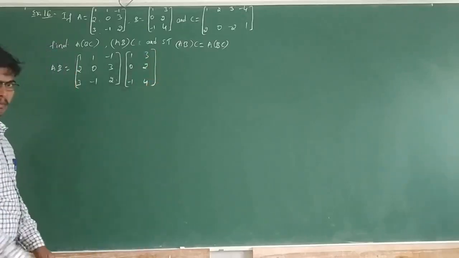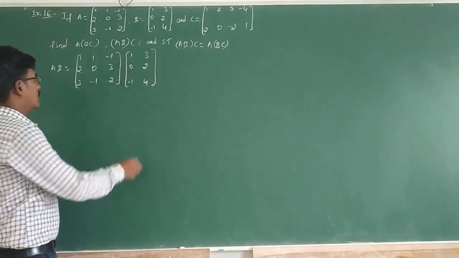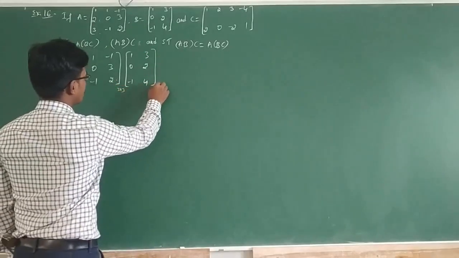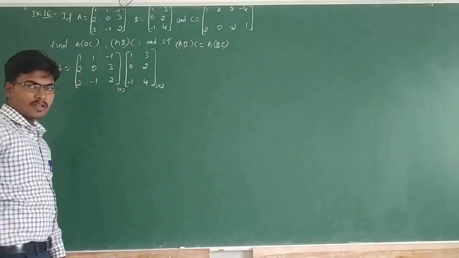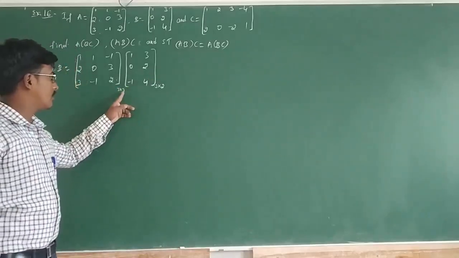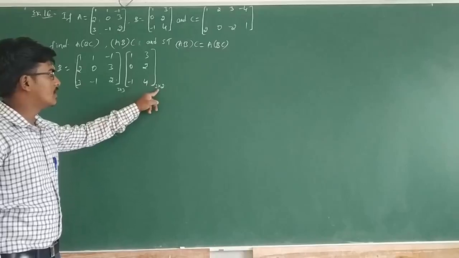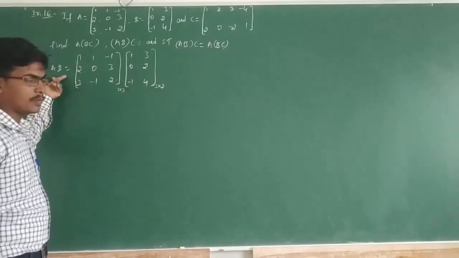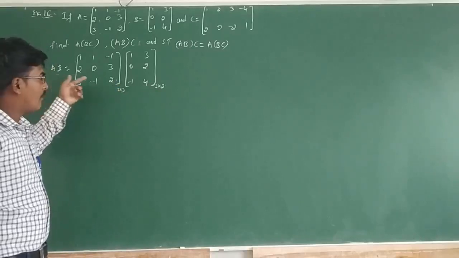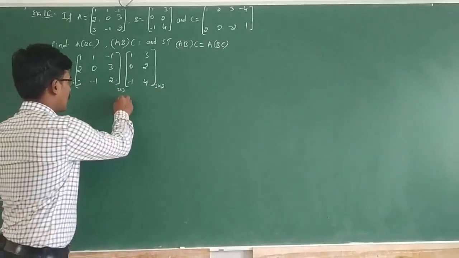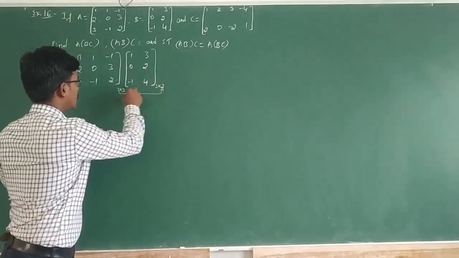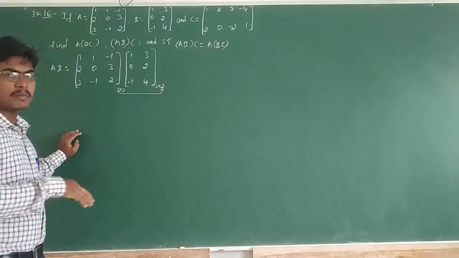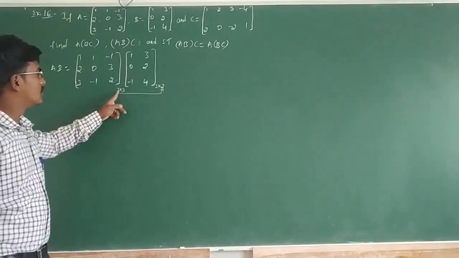First step: is multiplication possible or not? The order of the first matrix is 3 by 3, and the order of the second matrix is 3 by 2. Observe that the number of columns of the first matrix is equal to the number of rows of the second matrix, so multiplication of these two matrices is possible. After multiplication, we get a matrix of order 3 by 2.